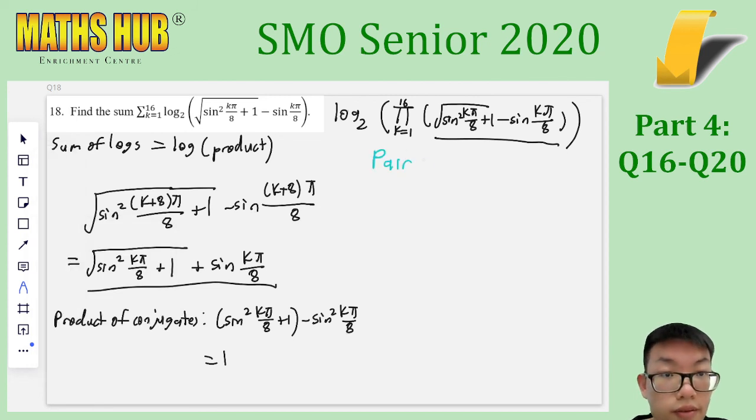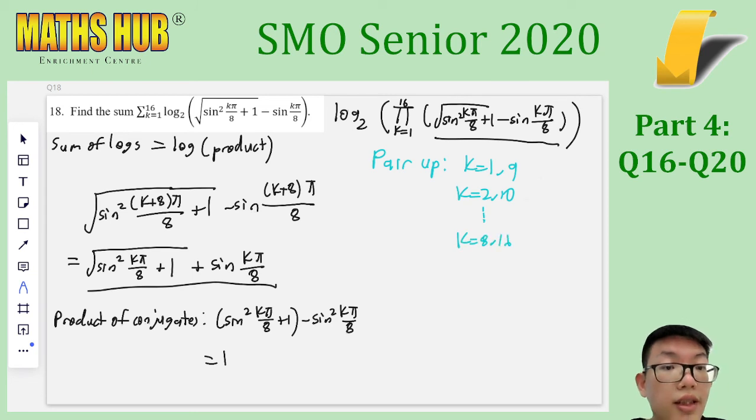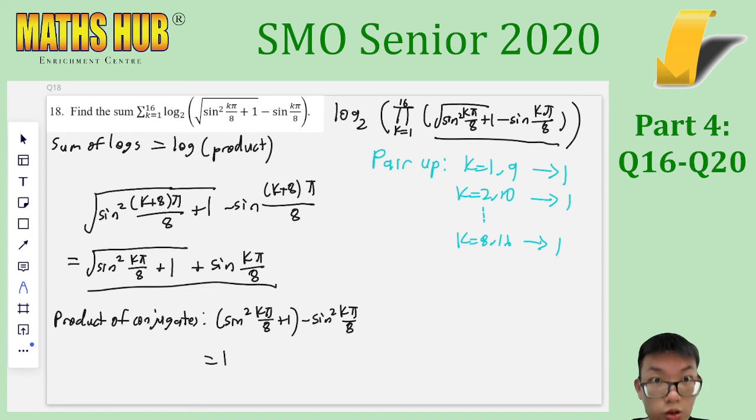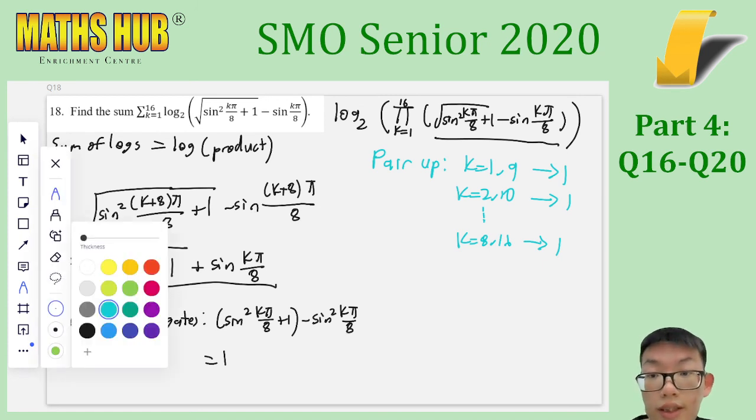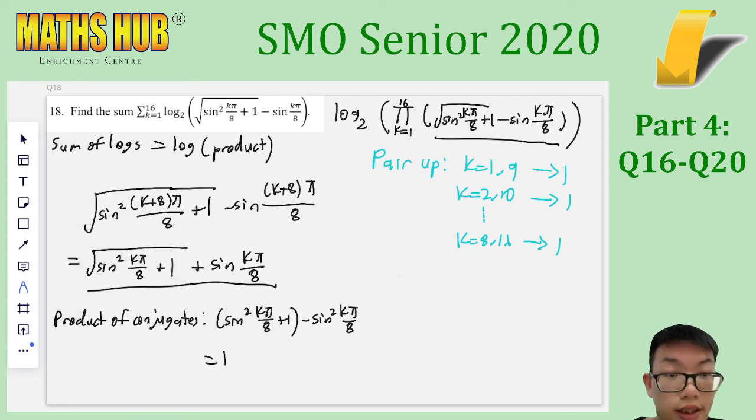So we pair up k equals 1 and 9, k equals 2 and 10, and so on until k equals 8 and 16. Each of them would simplify into a product that is equal to 1. Therefore, the overall product is also 1. And if the overall product is also 1, then our answer is just log base 2 of 1, which is 0.